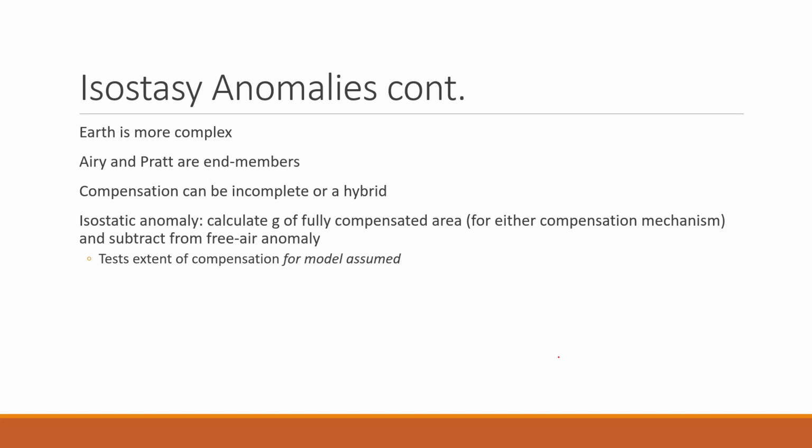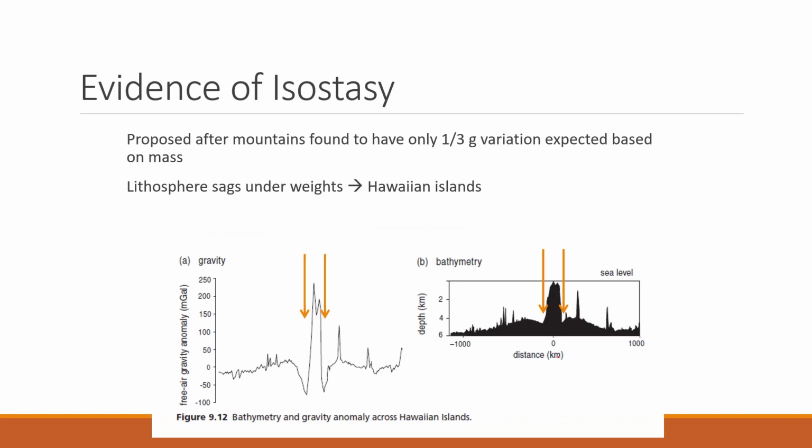So we may have variations in density as well as having additional material. So we're going to calculate the gravity of a fully compensated area and then subtract our free air anomaly. And this will test the amount of compensation for whichever model we're assuming. We have to assume one or the other.